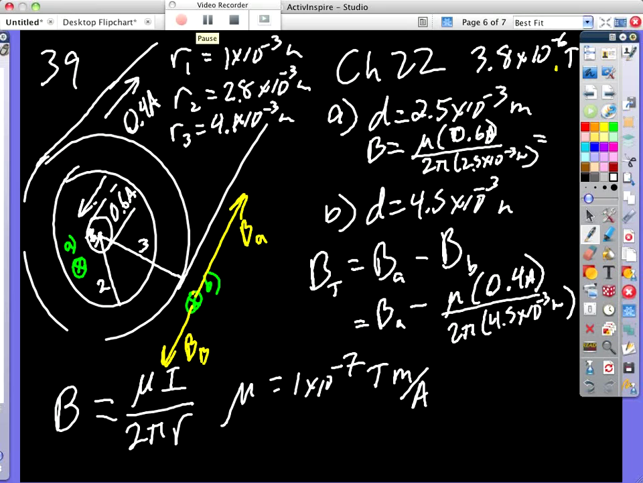And then the bottom, did you get those two numbers? So the more spread out you are, the smaller the field. Exactly, yeah. And since this is positive, I subtracted this. That means the final resultant is like this. That's B total.